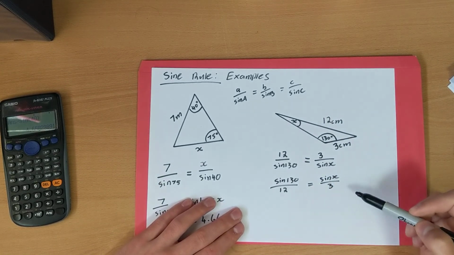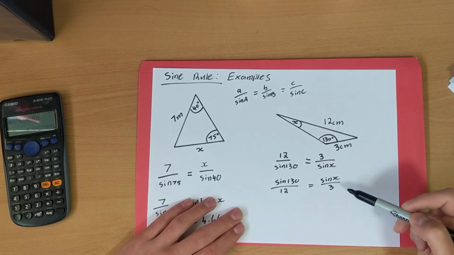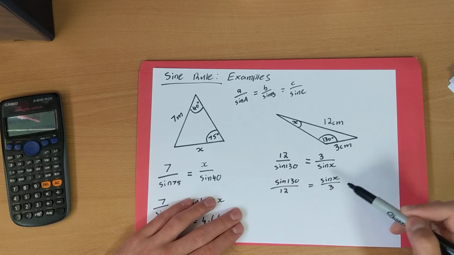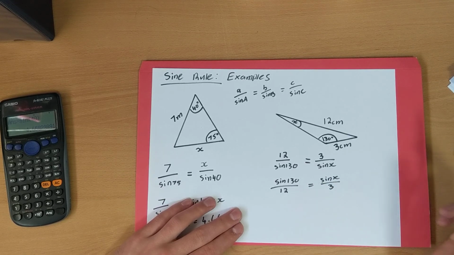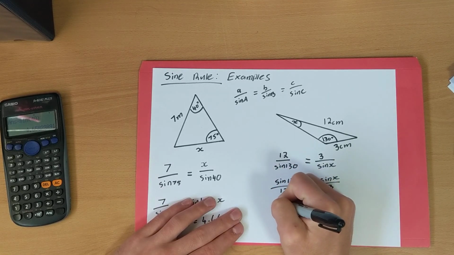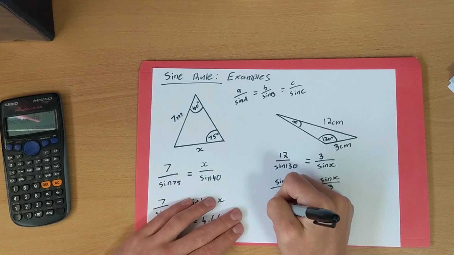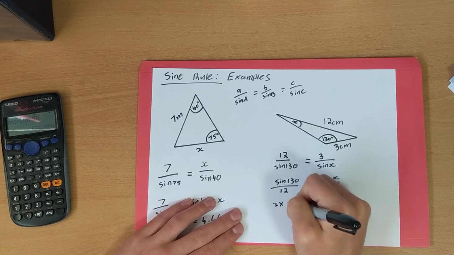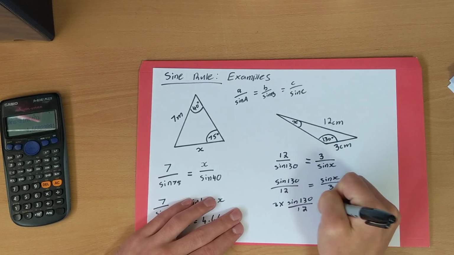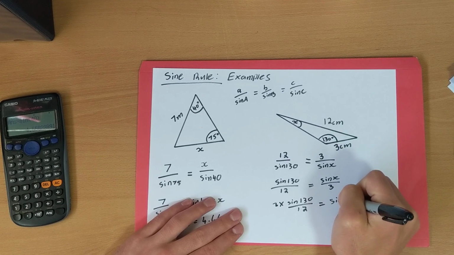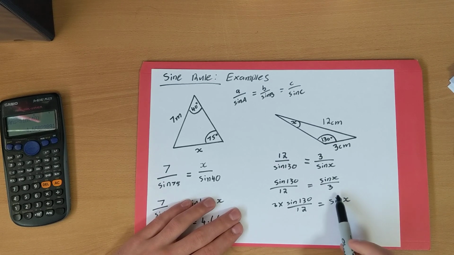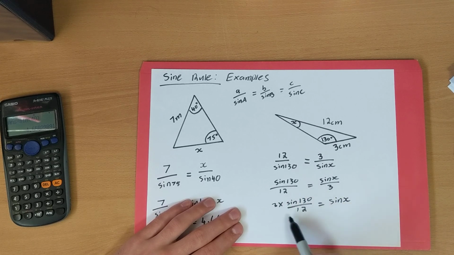That's much more helpful because now I've got my unknown on the top of the fraction, so it's a lot easier to work with. Now I need to get rid of that 3, which I'm going to do by multiplying both sides of the equation by 3. So I get that 3 times sine 130 over 12 equals sine of x. And now I've got my sine of x on one side of the equation and all the other stuff which I know on the other side.